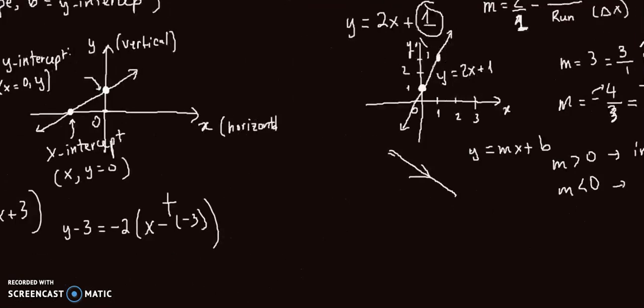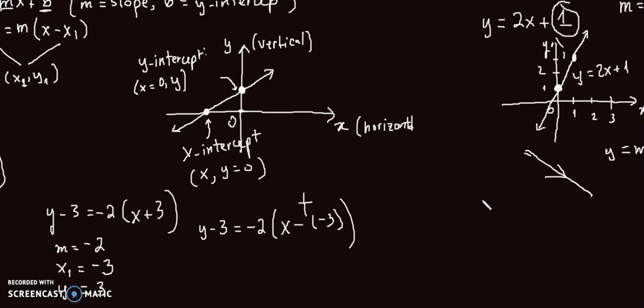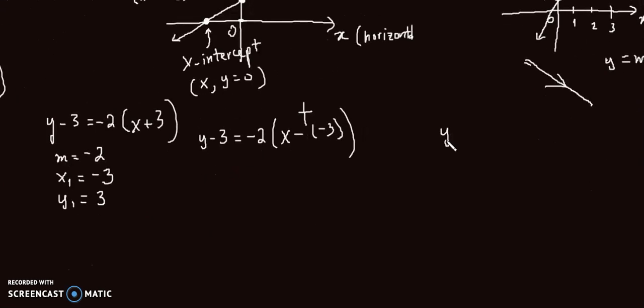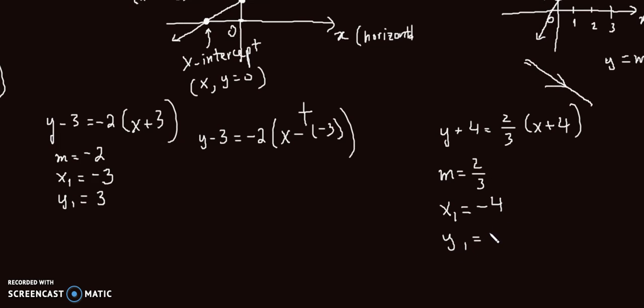All right, now let's consider another problem. Let's say that I have y plus 4 equal to 2 over 3 times x plus 4. In this case, my slope equal to 2 over 3. x1, again, this is positive, so my x1 would be negative 4, and y1 would be equal to negative 4 because of the change in the sign here.